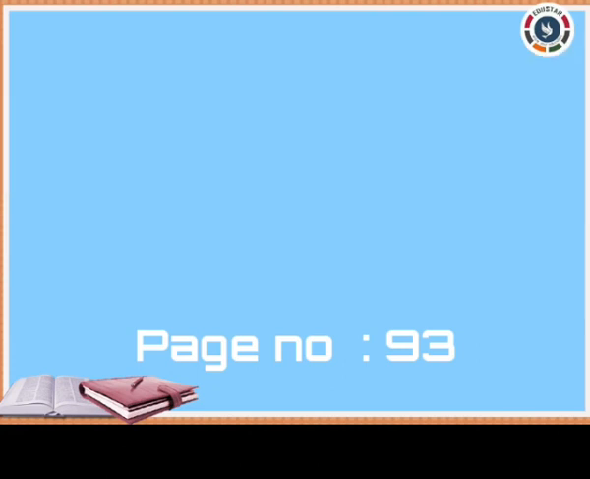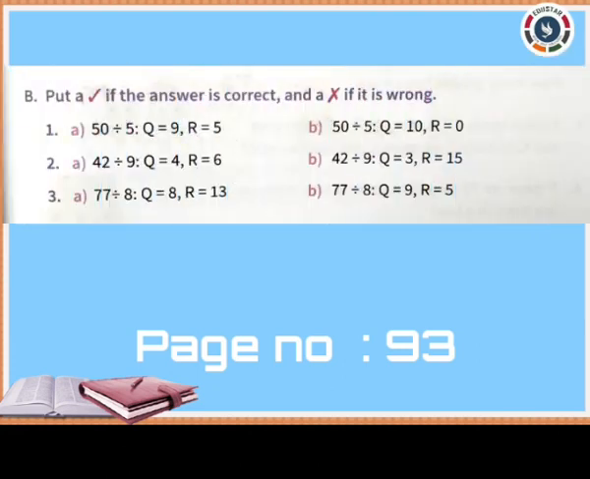Now see this book exercise B. Put a tick if the answer is correct and a cross if it is wrong. First question. Look at this A and B. Both are same sums, 50 divided by 5. But we have to find the correct quotient and remainder.